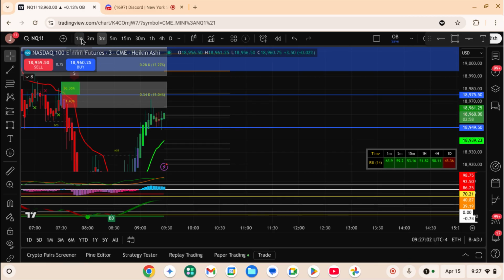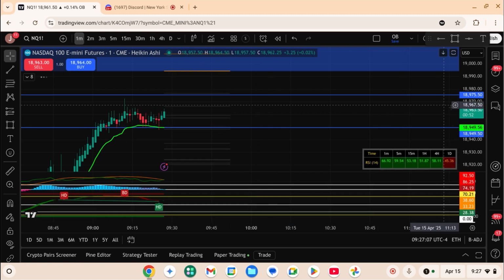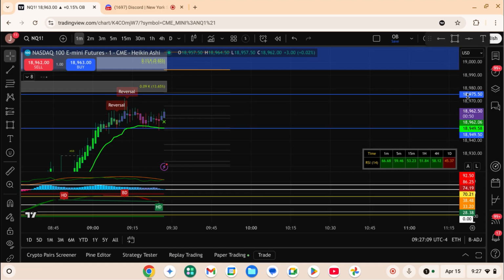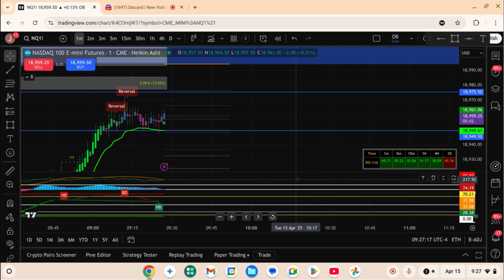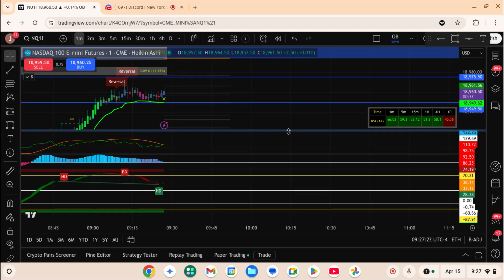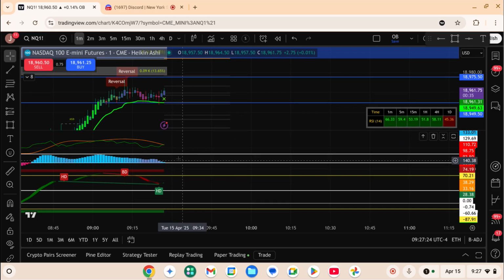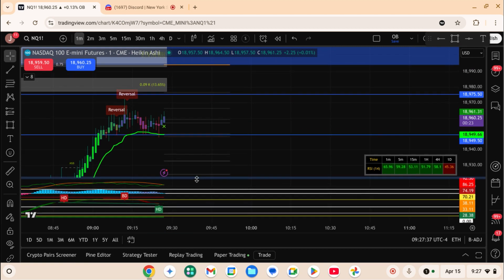I don't want to enter on longs again. Let's, no. Hold on. There's just not much momentum. There's barely any there. There's barely any volume. So we'll wait and see.